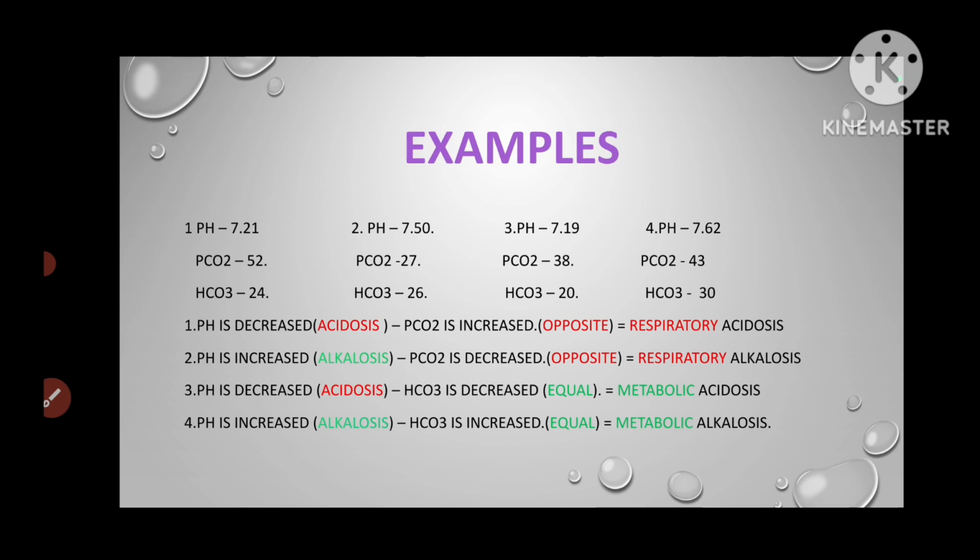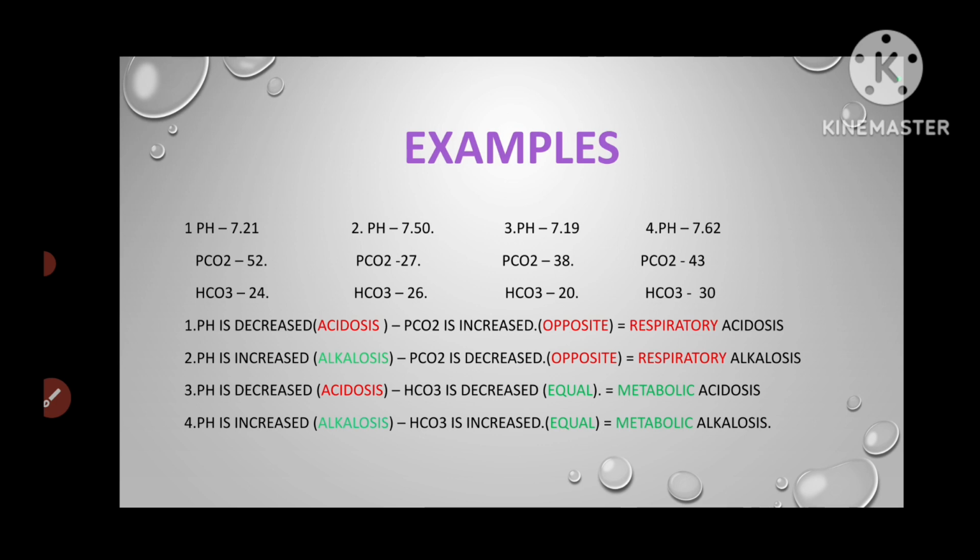We already found that it is an alkalosis, and now it also indicates opposite direction, so it is respiratory alkalosis. And in the third example, we will take the pH value. It is 7.19, which is lesser than the normal value. We already know that if it is lesser than normal value, then it is acidosis. Now we have found out half of it: the given value is acidosis. And now we will check the PCO2 value. PCO2 value is 38, which is absolutely normal. Nothing to do with the PCO2 value.